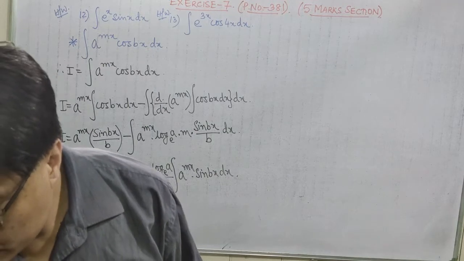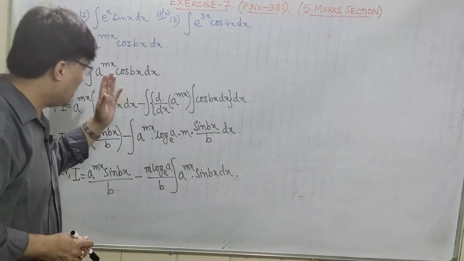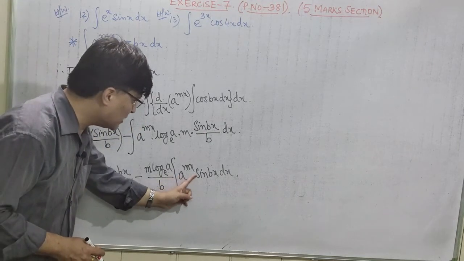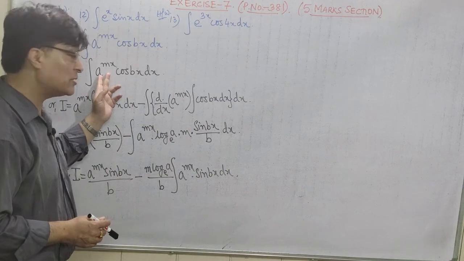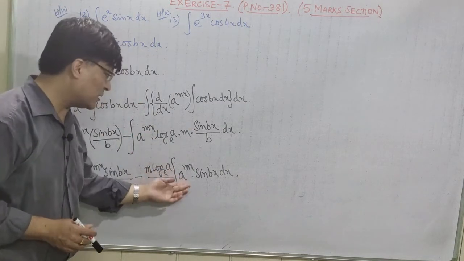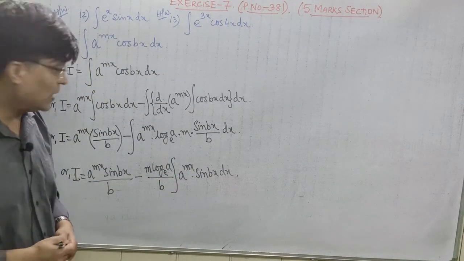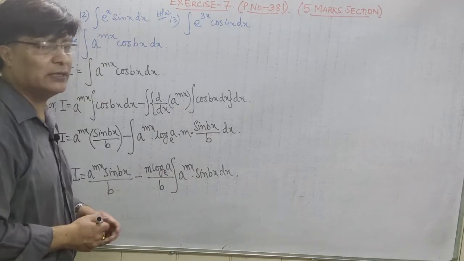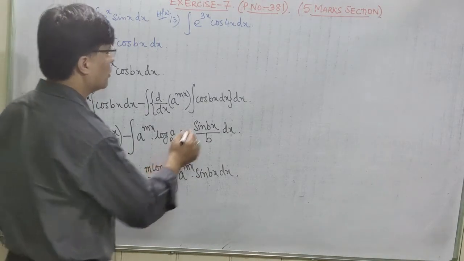So now in the next step, again you have to integrate it by parts. In this case, since a to the power mx was taken as the first function and cos bx as the second function, let us take it again, a to the power mx as the first function and sin bx as the second function. Okay, so let us integrate it by parts.